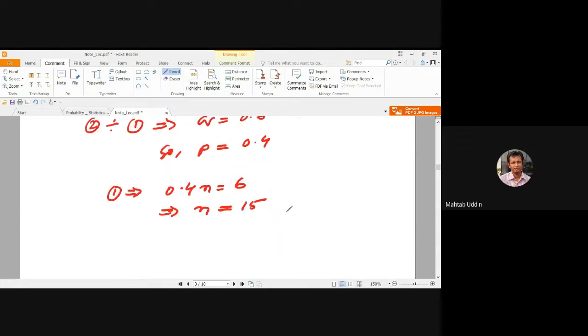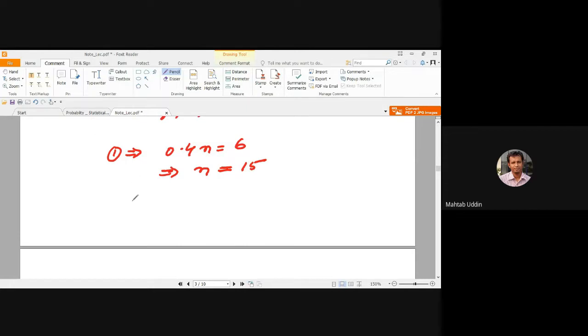Since we got everything, we can now write f(x), that is the PMF. 15 C x, p is 0.4, so 0.4 to the power x, 0.6 to the power 15 minus x. You can see now everything is in our hand. Just put x equal to 4.